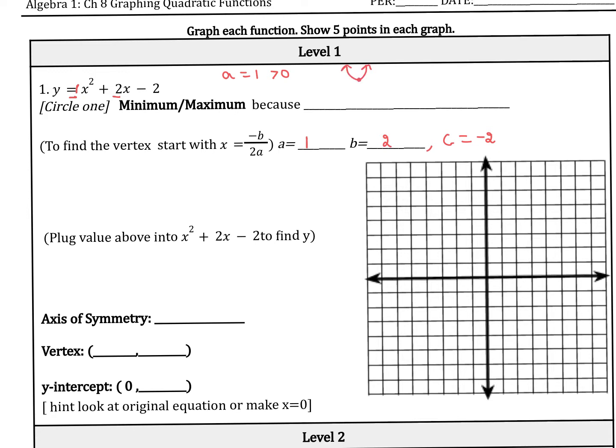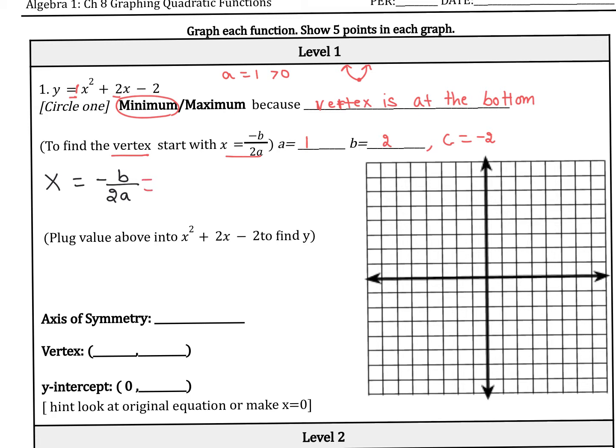It means it's going to give you a minimum value for your vertex, because it opens up and the vertex is at the bottom. Now we are going to find the vertex. The vertex is a two-part point. One is the x value and the other one is the y value. To find the x value, you're going to write this formula and plug in a and b.